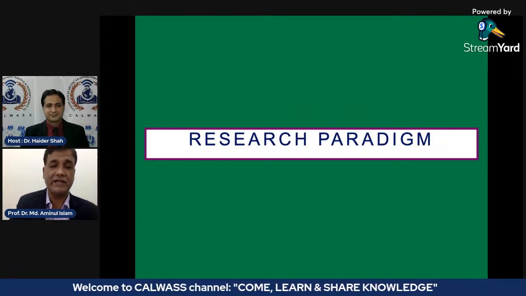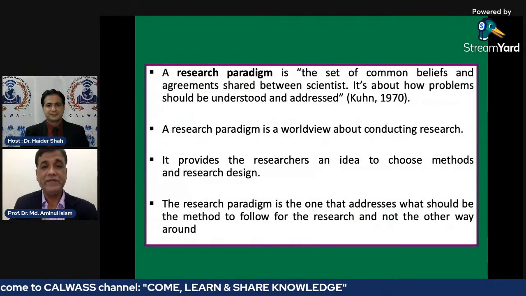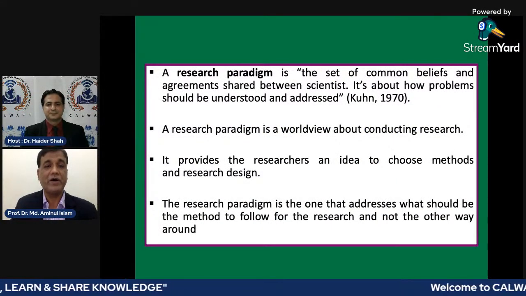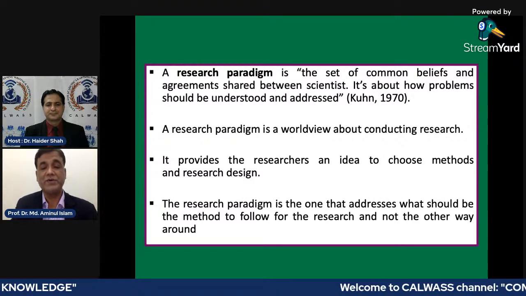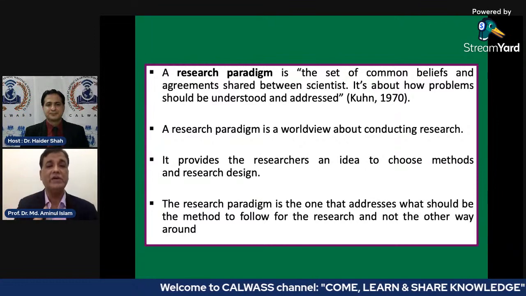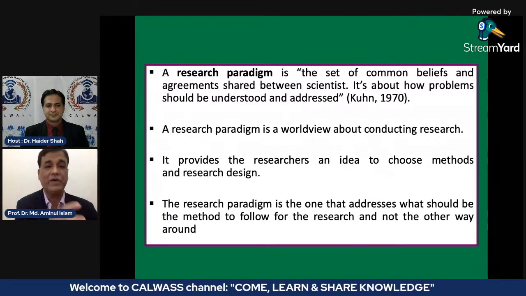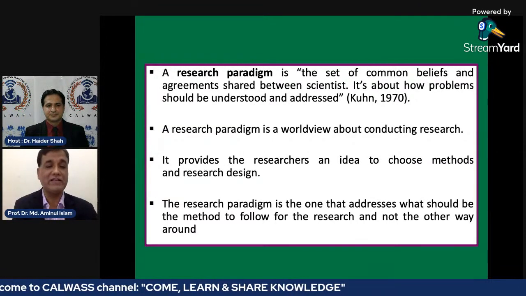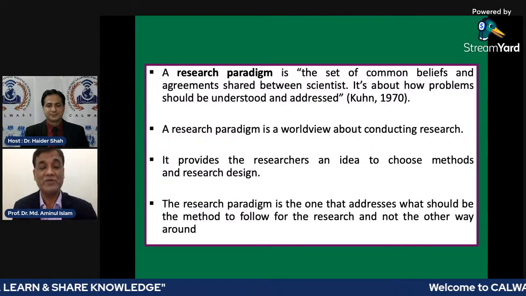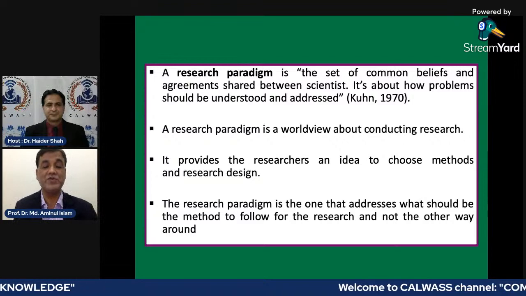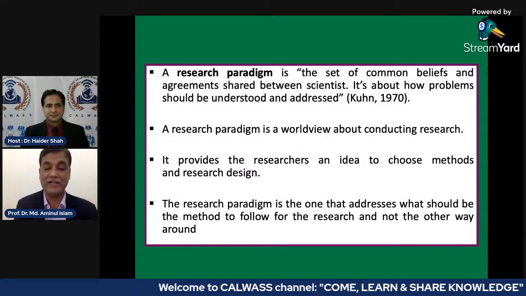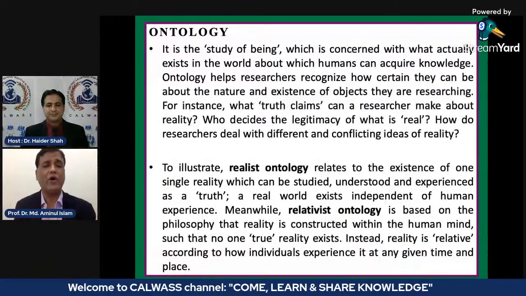Okay, let us understand that. A research paradigm is basically a set of common beliefs and agreements shared between scientists. It is about how problems should be understood and addressed. So before you undertake research, you must understand how universally we look at things, how we view things. So you're saying it's a worldview about conducting research. It provides researchers an idea to choose what kind of method or design we are going to choose. So this is something very important that we got to look at. So we look at ontology.